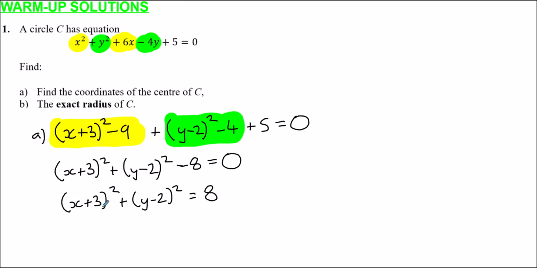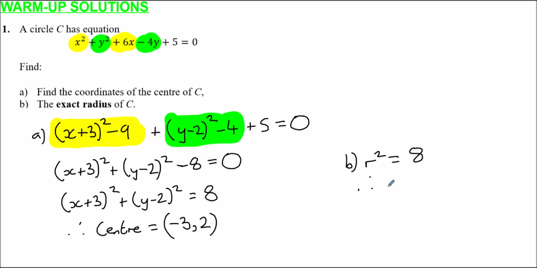So if we look at the numbers here, it tells us what the centre is. So therefore, the centre is going to be these numbers here with their signs switched. So plus 3 becomes minus 3 for x, and minus 2 becomes plus 2 for y. And B, we've got the radius here as well. The radius is the square root of this number at the end. Another way of saying that is the radius squared is 8.